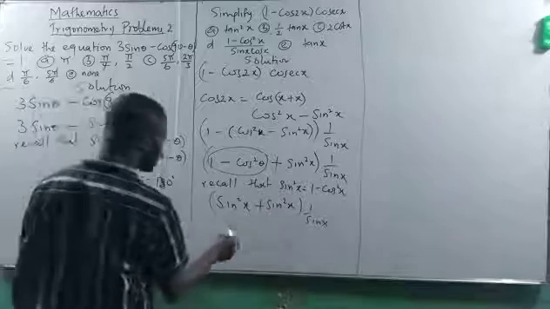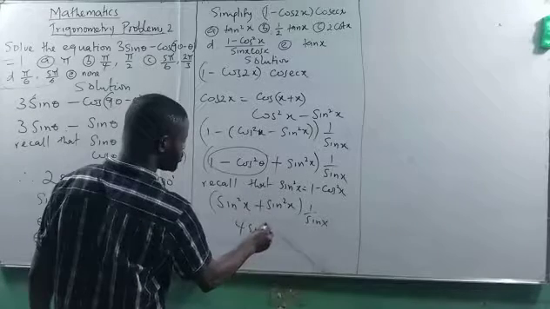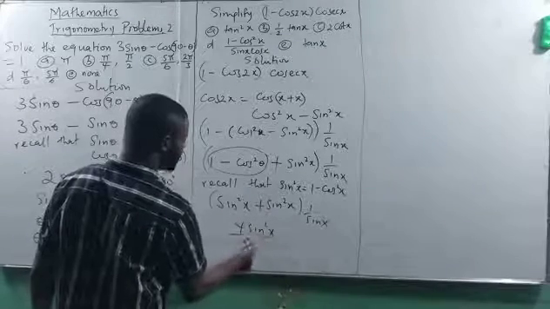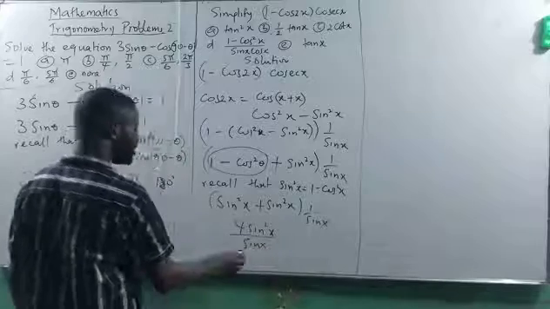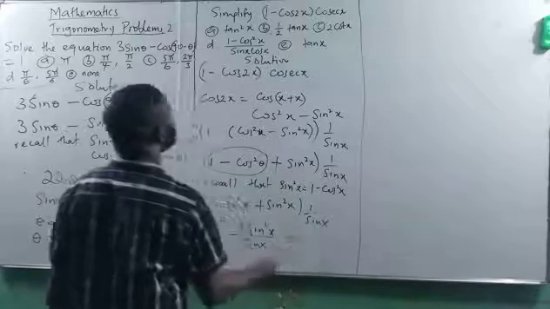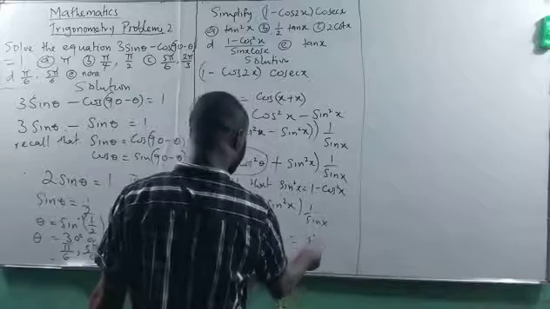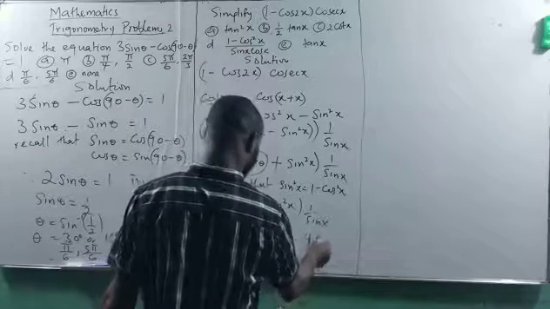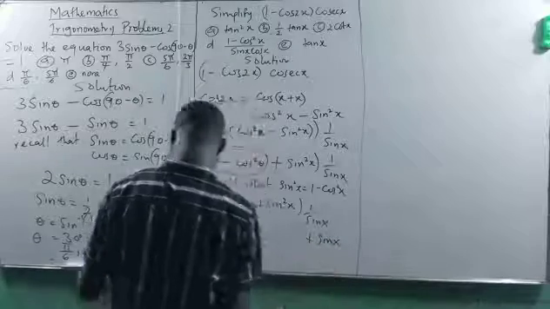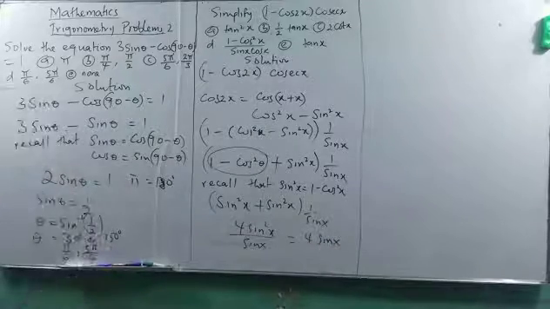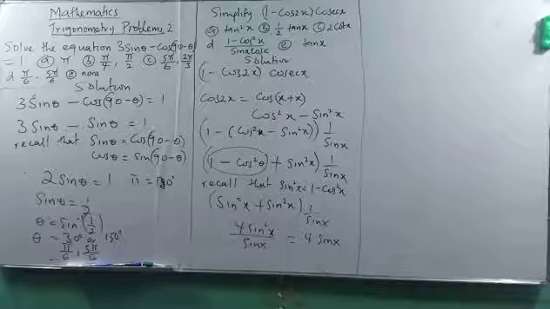Here will give us 4 sine square x divided by sine x. Now, here will give us 4 tan x sine x. Now, for sine x, is that what I'm looking for? Is that what I'm looking for? Okay.